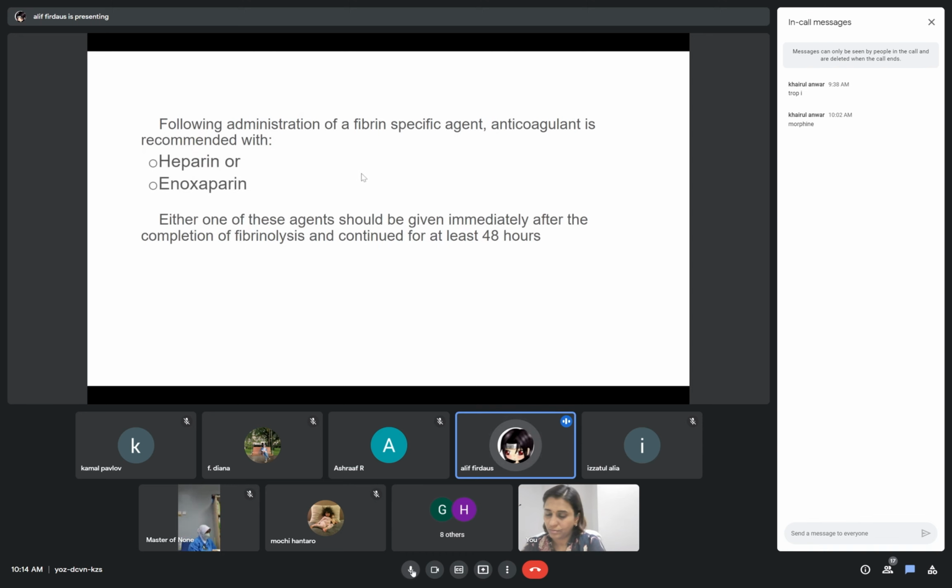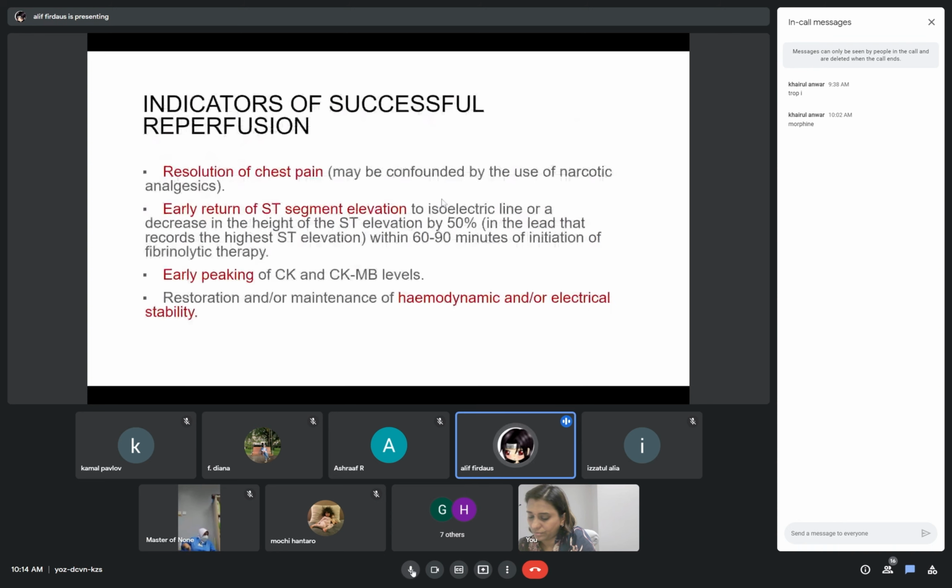But following the administration of a fibrin-specific agent, an anticoagulant is recommended such as heparin or enoxaparin. Either one of these agents should be given for at least 48 hours after completion of fibrinolysis. So we gave the fibrinolytic agent to the patient, and how do we know the thing that we gave is a success?